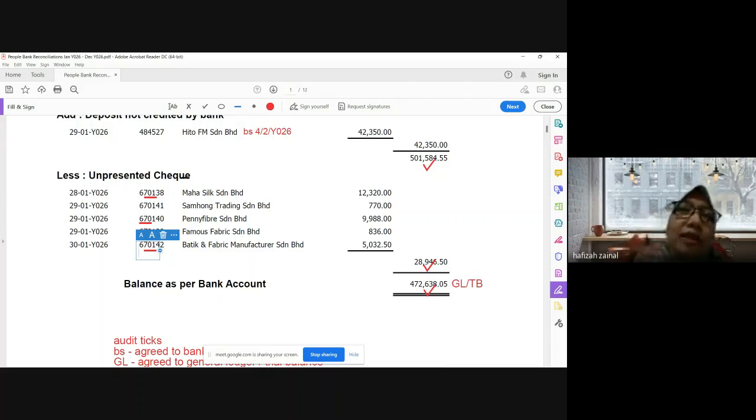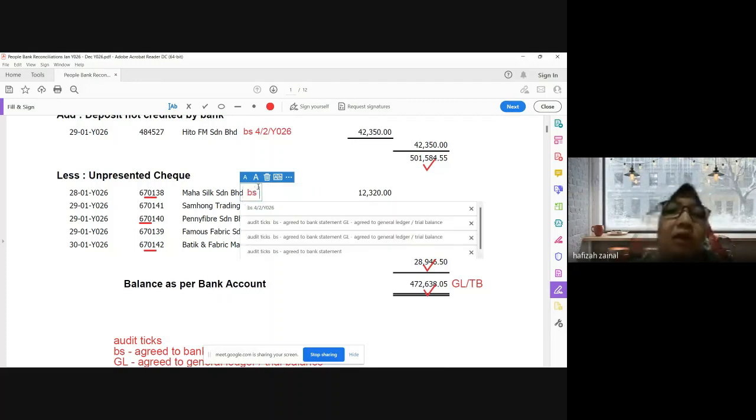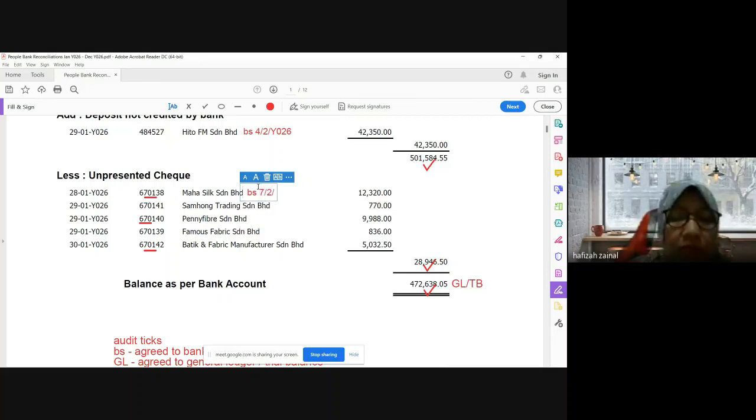So this is the unpresented cheque, meaning the cheque has not been cleared in the bank statement. So what we do is trace to the bank statement to see when it is actually presented. If this was issued in the month of January, we will see when it is actually presented. Let's say this one we trace to the bank statement in February. It is presented on the 7th of February 2026. So it's okay, that's settled.